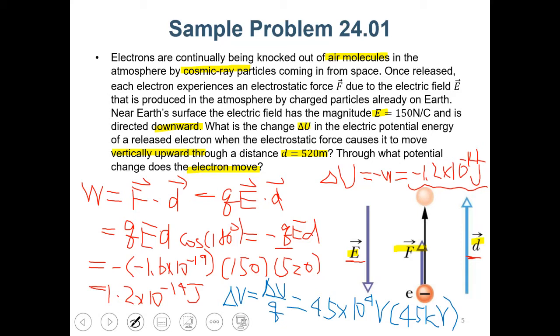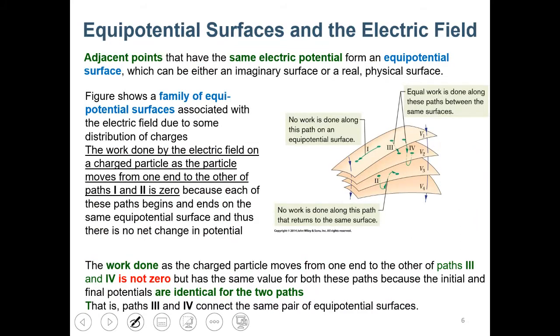45,000 volts, which is a bit less than half of Pikachu's. So next we talk about the equal potential surface and electric field. It will be related to the electric field line.